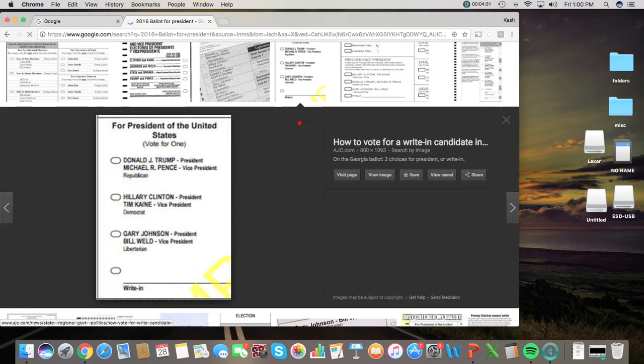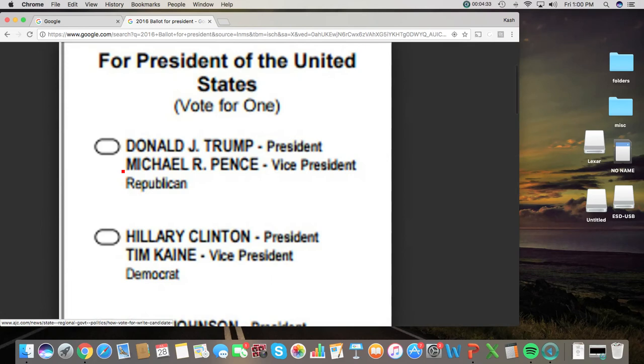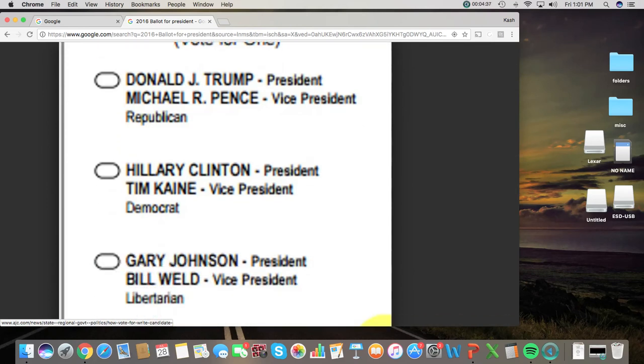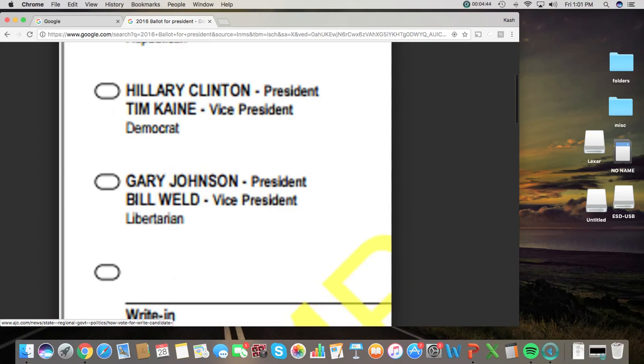For President of the United States, vote for one. Donald J. Trump for president and Michael Pence for vice president, or Hillary Clinton and Tim Kaine as a Democratic ticket, and other candidates as well.